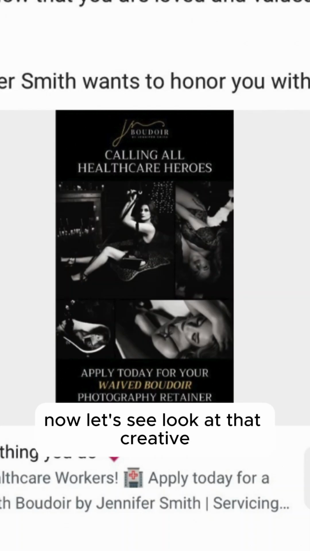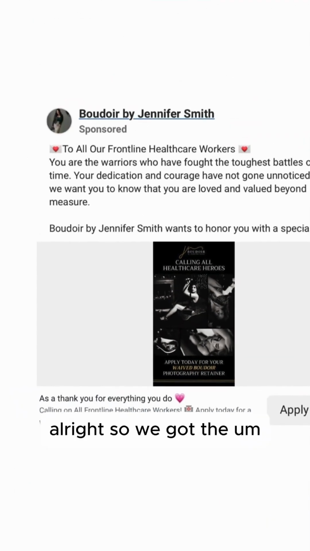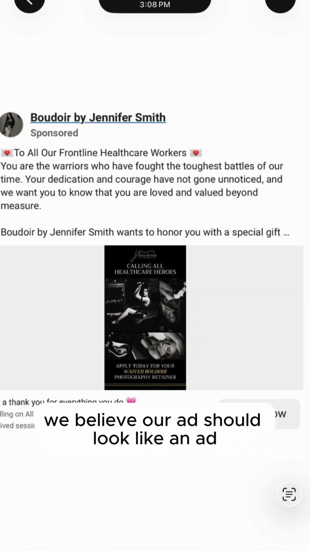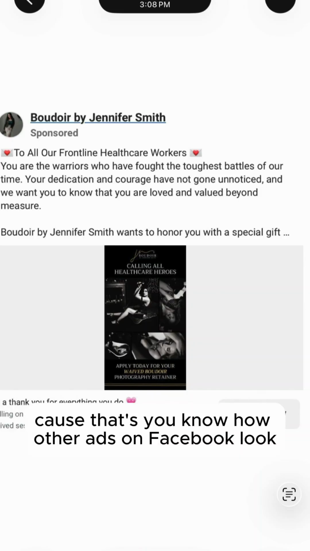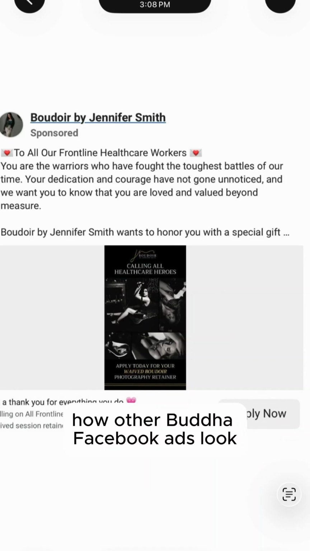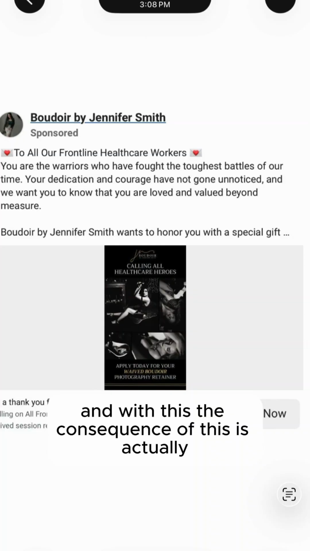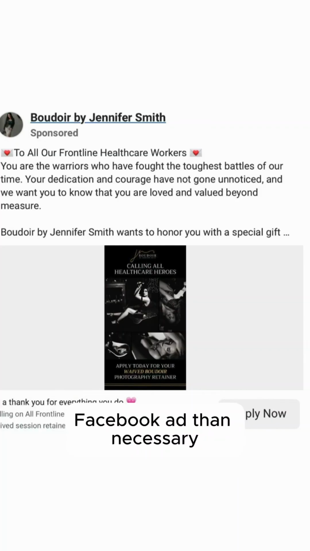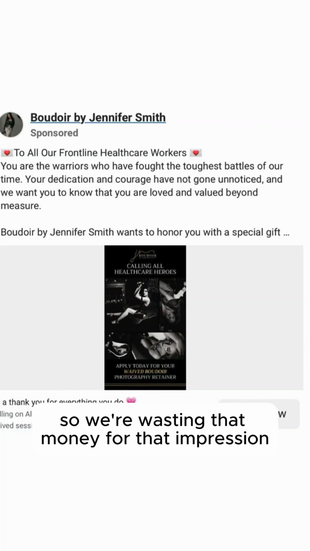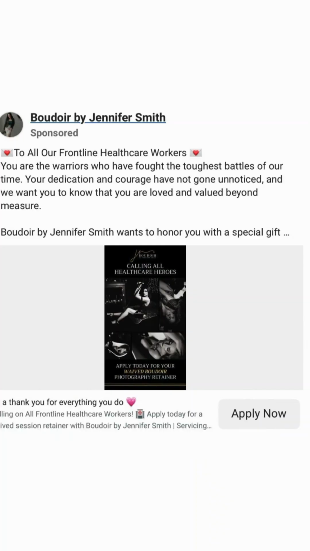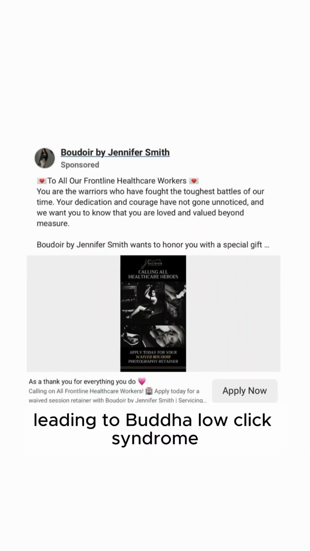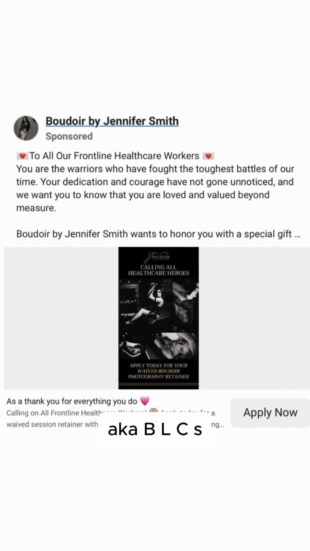Now let's look at that creative. All right, so we got the looks like an ad mistake here in our creative. The false belief that caused us to make this mistake is we believe our ad should look like an ad because that's how other ads on Facebook look, how other Boudoir Facebook ads look. And the consequence of this is actually way more women will be scrolling by our Boudoir Facebook ad than necessary. So we're wasting that money for that impression, and this actually pulls our unique CTR all below 6%, leading to Boudoir low click syndrome, aka BLCS.